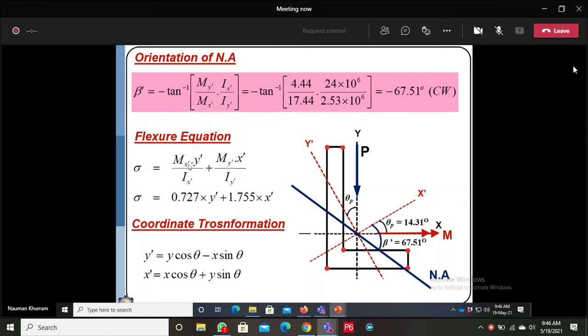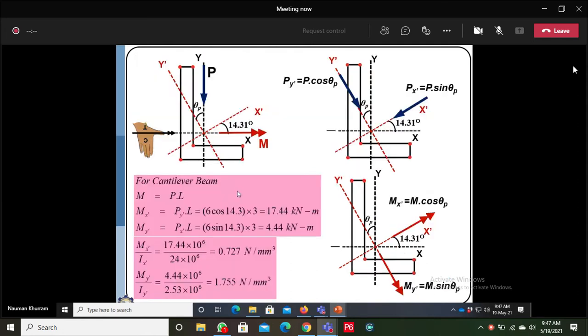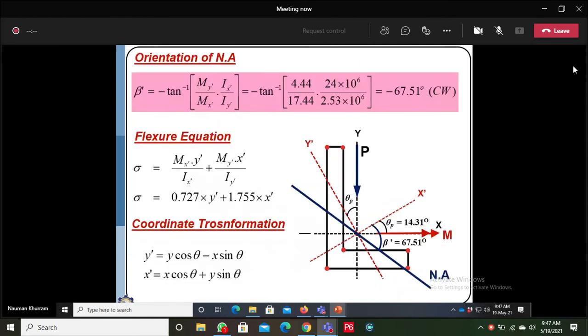Since we have already discussed that this equation is only applicable about the principal axis, it means that all entities or all factors in this equation must be with respect to the principal axis. So we have already determined I x bar, I y bar. Now we need to determine the loadings or moment about the principal axis. So how may we do that? I will explain by two methods, so you can use any one.